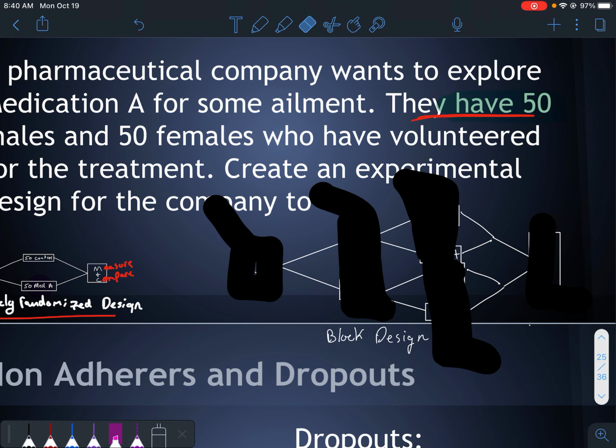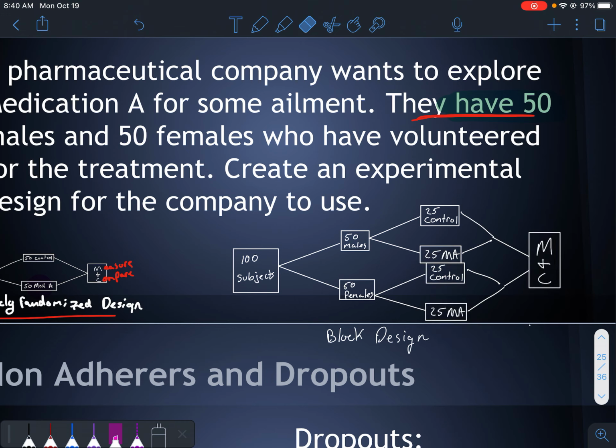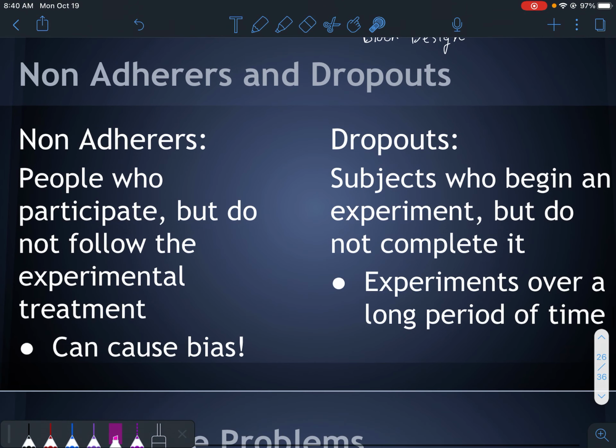That's a completely randomized design. Now, if we're going to use a block design, we know that we have 50 males and 50 females. So we can take those 100 subjects and split them into their male and female groups, and then within each of those we can go 25 and 25, and then at the end we're going to measure and compare.